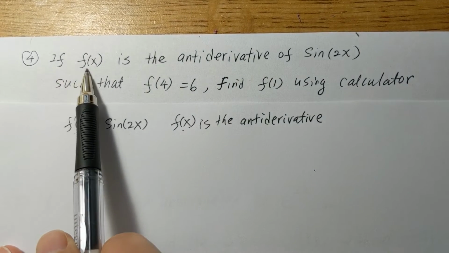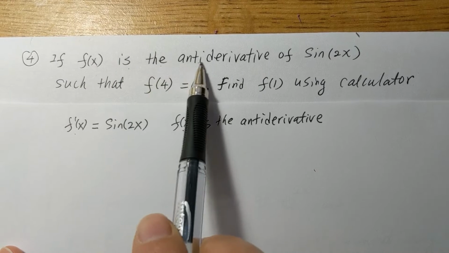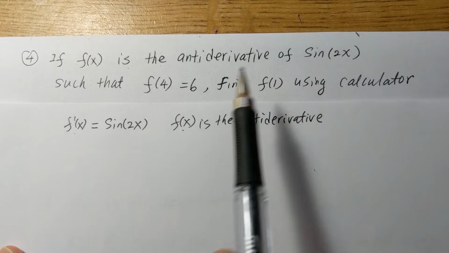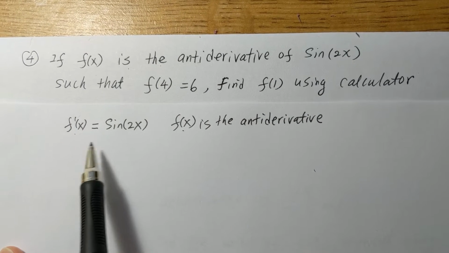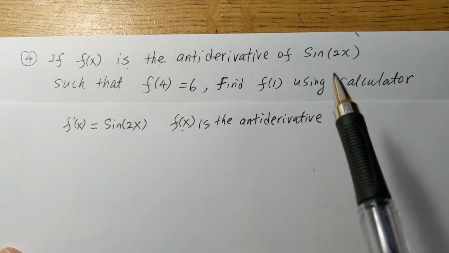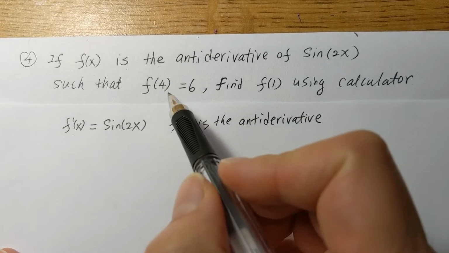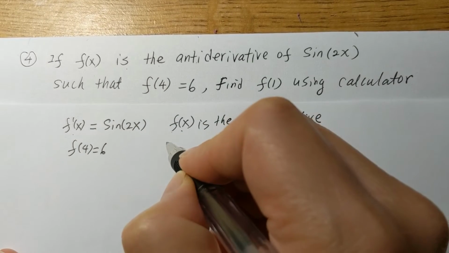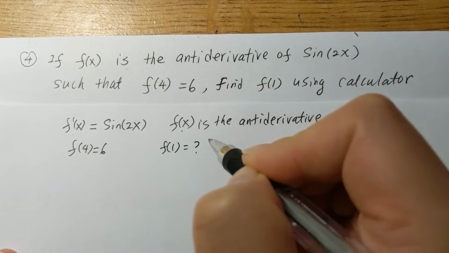You can read one more time. If f of x is the antiderivative of sine of 2x, what it means is f prime is sine 2x. Then f of x is the antiderivative. Now we have f of 4 equal to 6, and we have to find f of 1.